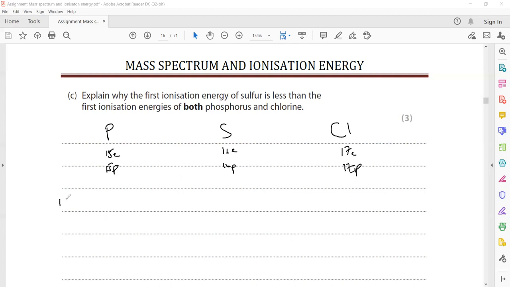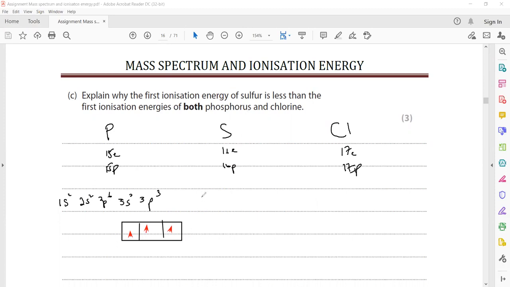So when we write for phosphorus: 1s2, 2s2, 2p6, 3s2, 3p3. So in the p subshell, when they occupy the orbitals, they will occupy singly in phosphorus. So there is less repulsion between the electrons. But in the case of sulfur, what happened?